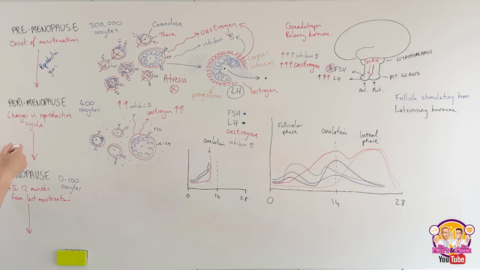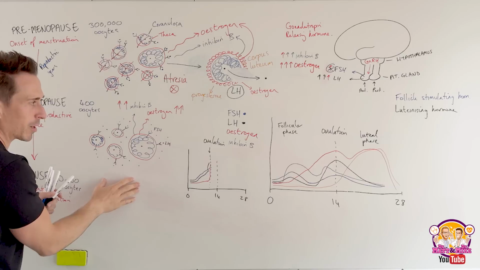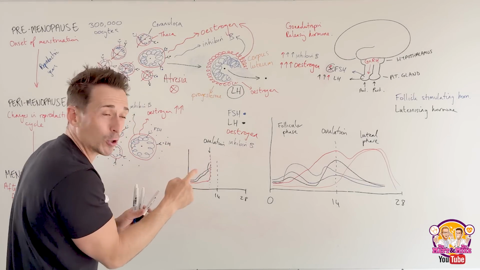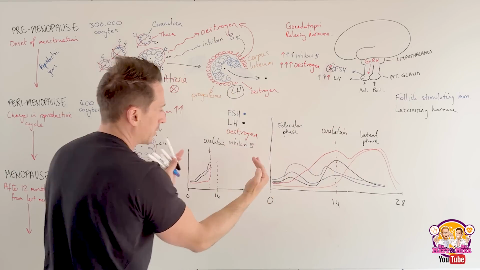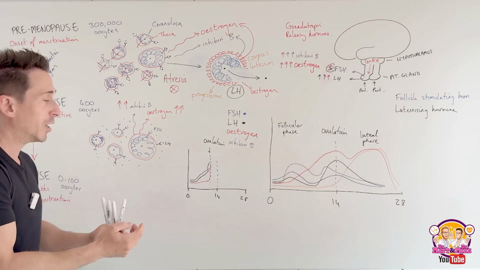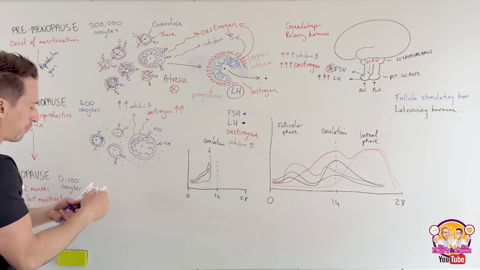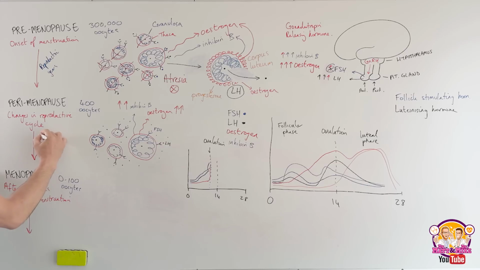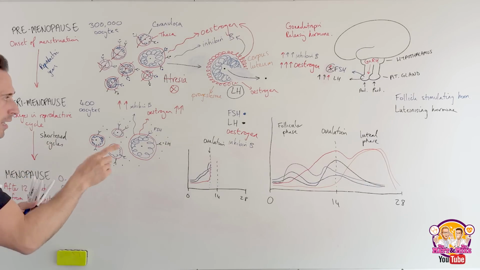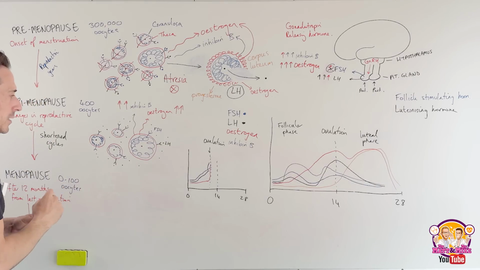So in perimenopause, particularly the early stages of perimenopause, ovulation can happen earlier, which means the follicular phase is shortened, the whole cycle is shortened. So in the early phases of perimenopause, what you can get are shortened cycles. Simply because, again, I'll just reiterate because I know it's quite complex.